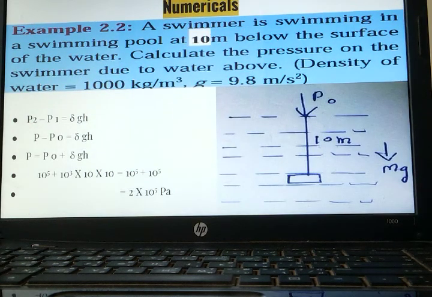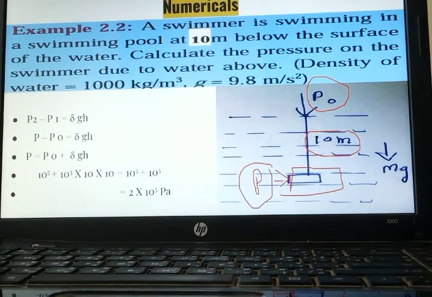Now what I have done, I have assumed that this person is swimming below the water. The distance is 10 meters. So what we'll be finding is the pressure exerted on this person due to the liquid column as well as due to atmospheric pressure. P0 denotes atmospheric pressure, and 10 is the height of the liquid column. So we will find the pressure exerted on the swimmer who is swimming 10 meters below.